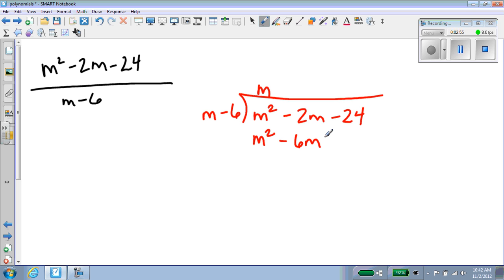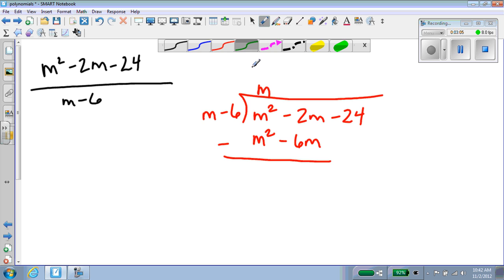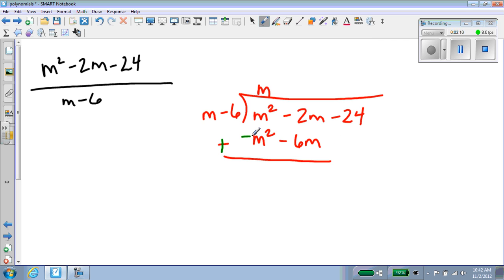Then, just like in a real long division problem, we draw a line and we subtract. Well, subtracting is kind of a dangerous thing. We're going to subtract this entire thing. So it is like adding the opposite. So these guys cancel out. That's what we hoped for. We have 4m, and then we bring down our negative 24, and we start all over.